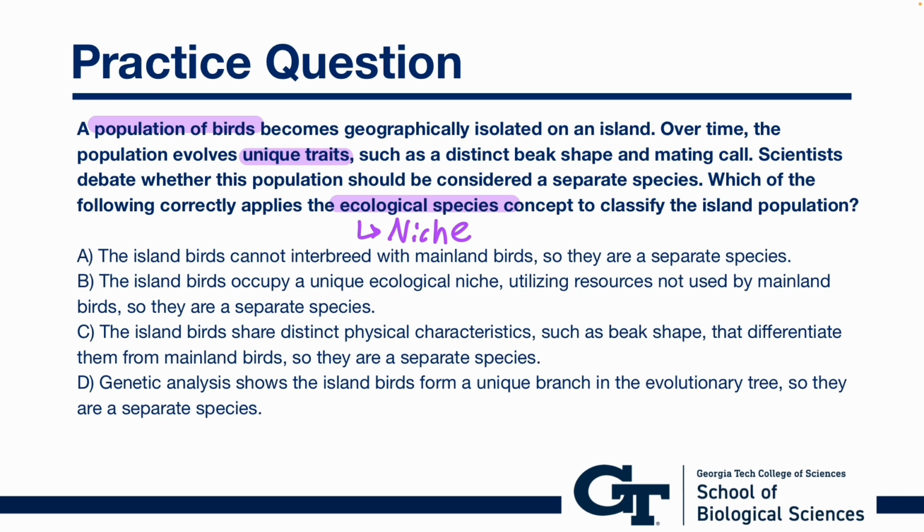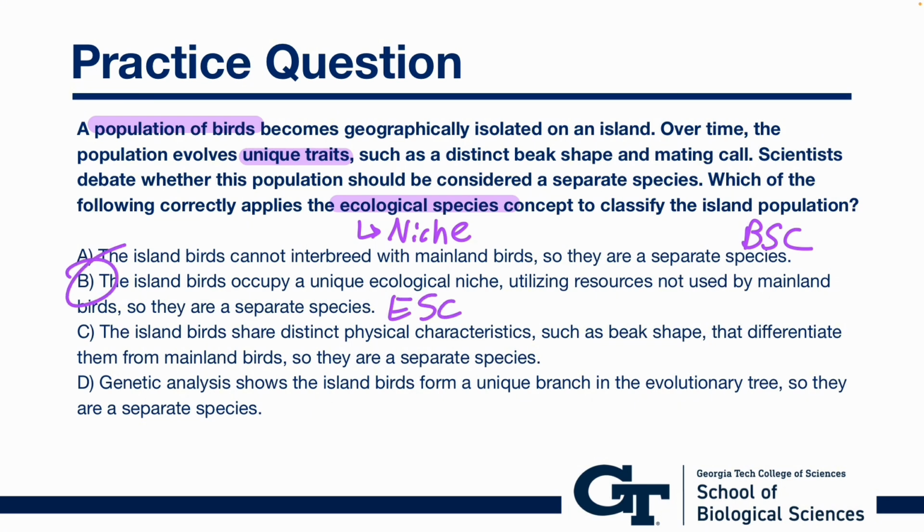Okay, so A, island birds cannot interbreed with mainland birds, so they are separate species. Let's just say that's true. Yeah, that would classify them as their own species, but it would be by the biological species concept, the BSC. B, they utilize their own niche, utilizing resources not used by the mainland birds, so they're a separate species because they fit in their own way into the ecosystem. That is the definition of the ecological species concept, so the answer is B.